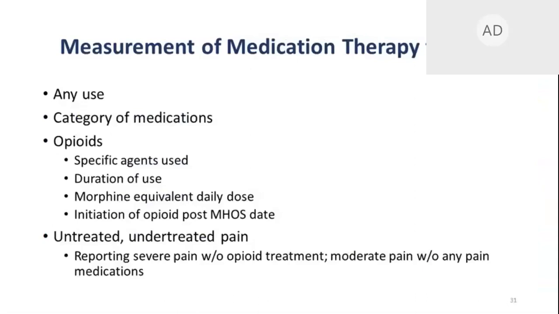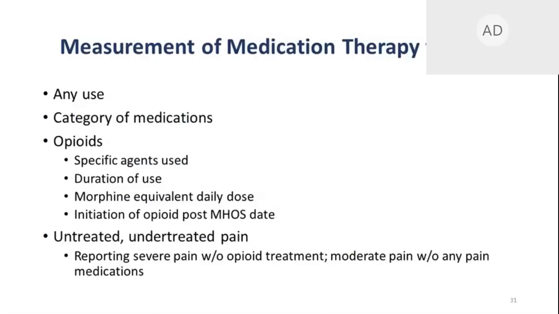Once we had pulled our claims, and particularly our claims for the 30 days prior to the Emhoff survey, we created measures for any use, the category of medications, for opioids, the specific agents used, the duration, the morphine equivalent daily dose, and the initiation of opioids after the Emhoff survey.